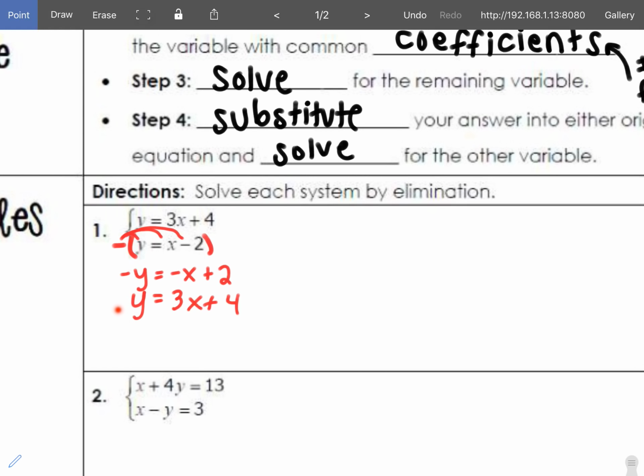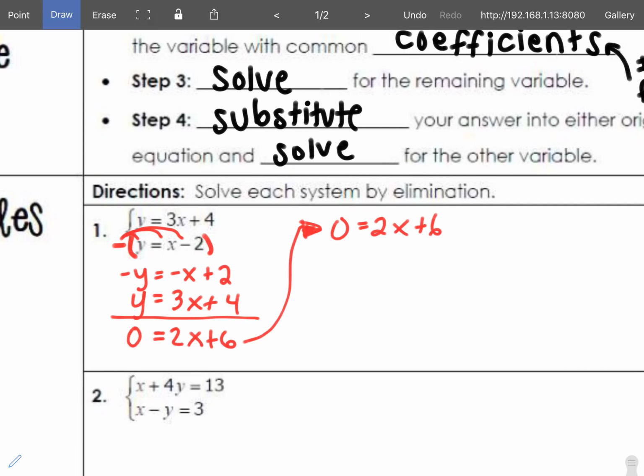That means if I combine them, like if I were to add down, what's negative y plus y? 0. So this whole thing turns into 0 equals, and then negative x plus 3x is 2x. 2 plus 4 is plus 6. So now I'm just left with one variable. Our goal of elimination is to eliminate one variable so we can find what that variable is. So we got rid of the y, and now we're going to solve for x.